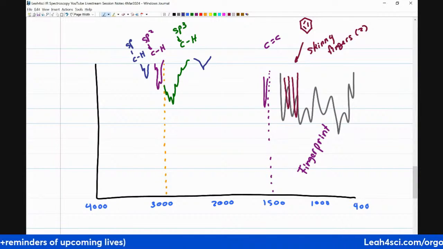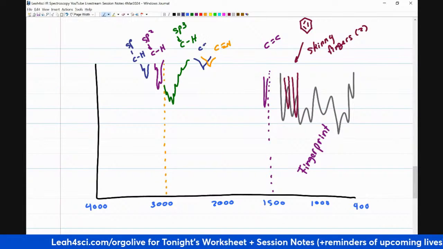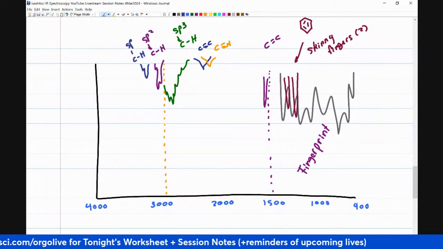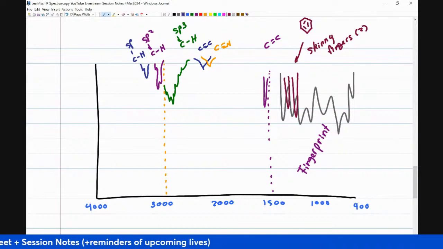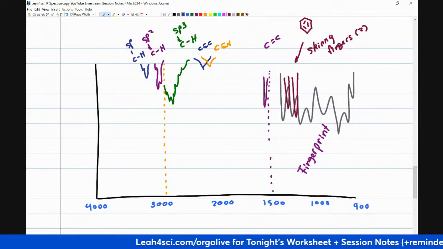This is very similar to having a C triple bond N, which would also show up about here. So you have a C triple N versus a C triple C. And so this is where you want to look at what else you have on the molecule, or if you're given a molecular formula, or if you're given NMR or something else to back you up, if you can't fully tell them apart, because sometimes they are quite confusing.